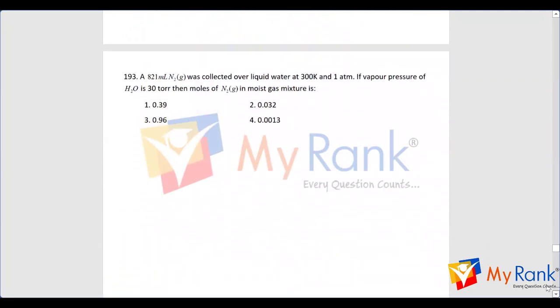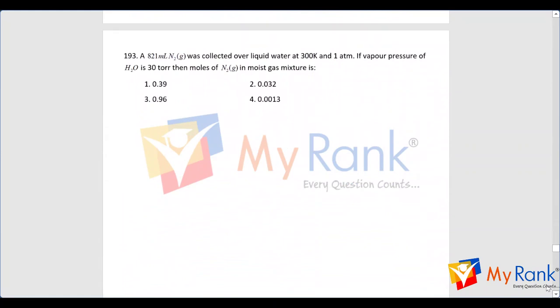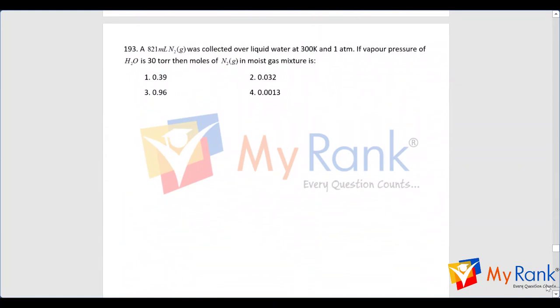And question number 193. 821 ml of nitrogen was collected over liquid water at 300 Kelvin and 1 atmosphere pressure. If the vapor pressure of H2O is 30 torr, then the moles of nitrogen in the moist gas mixture is.